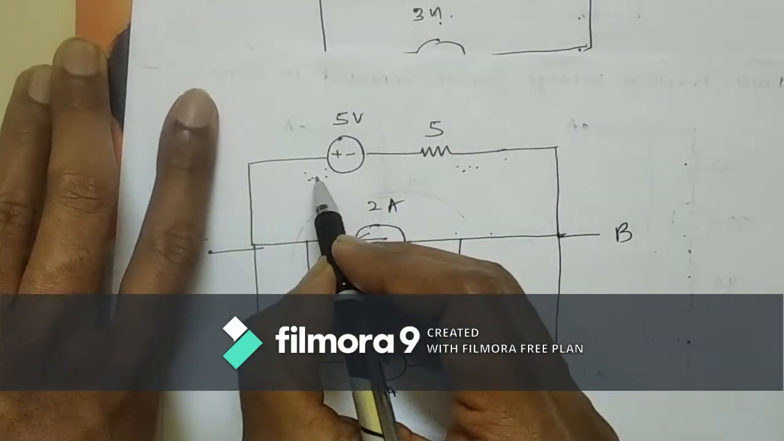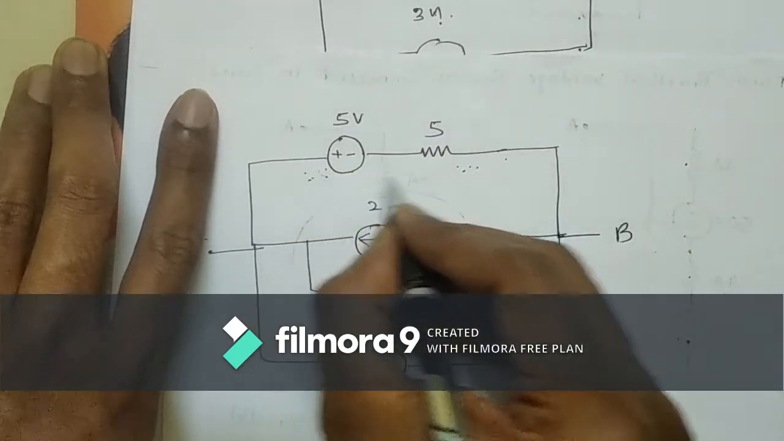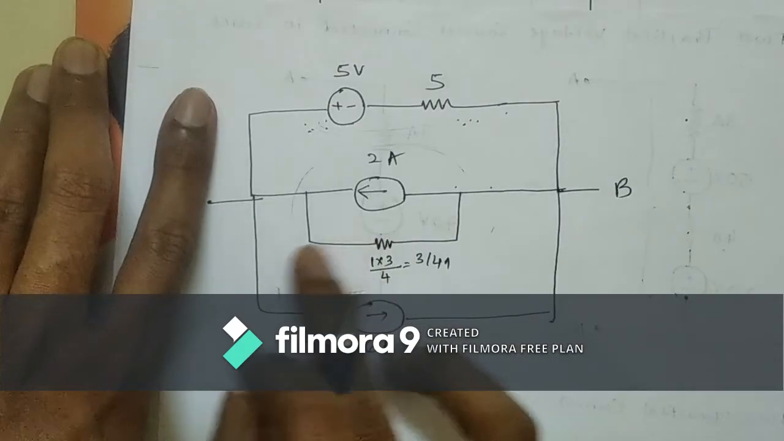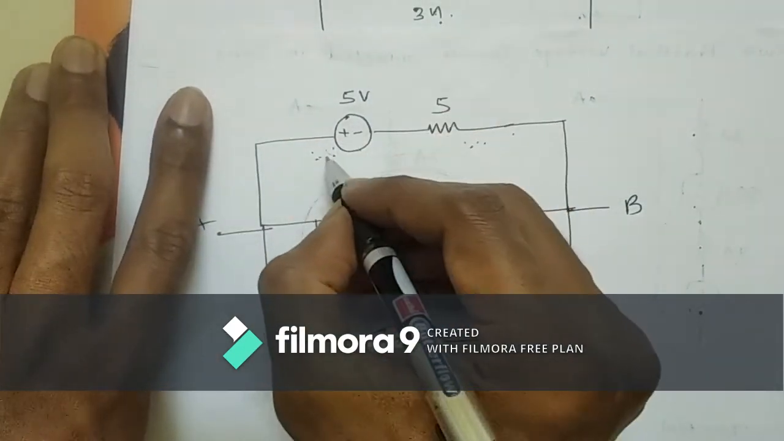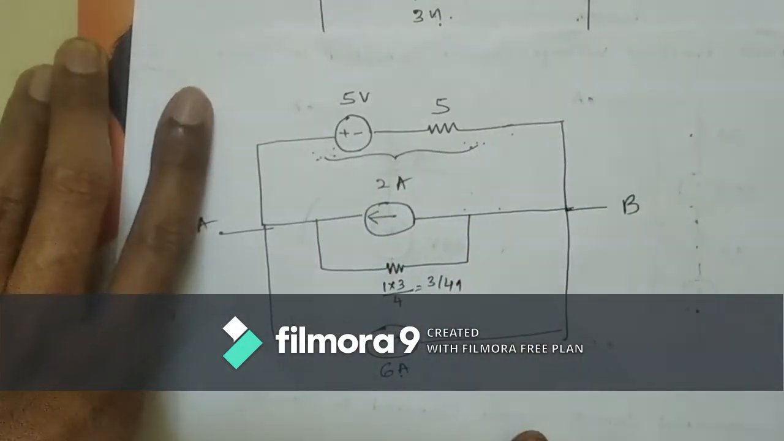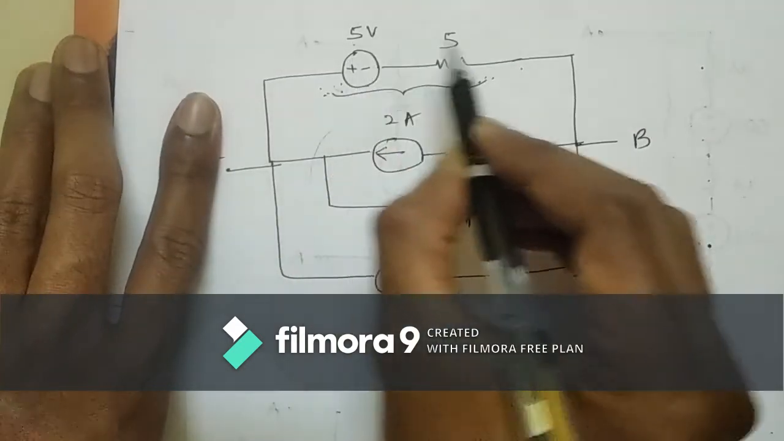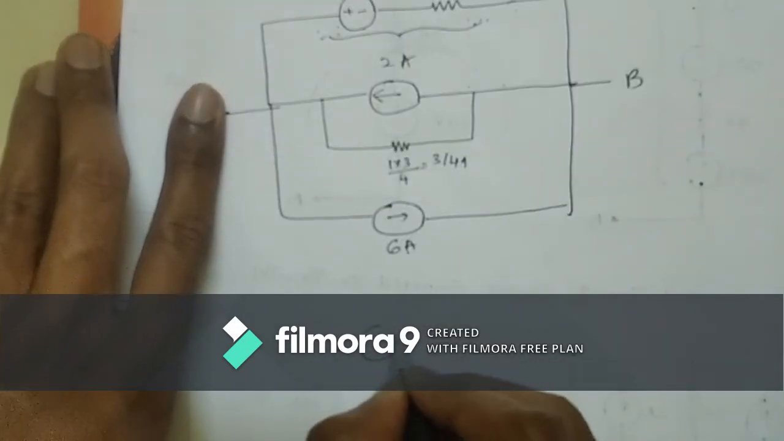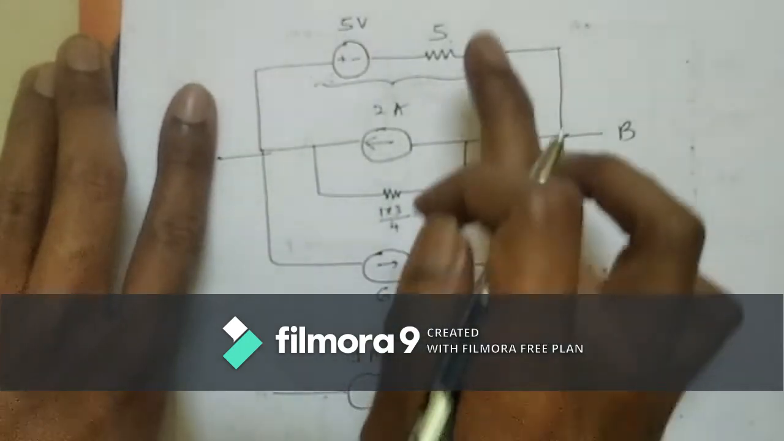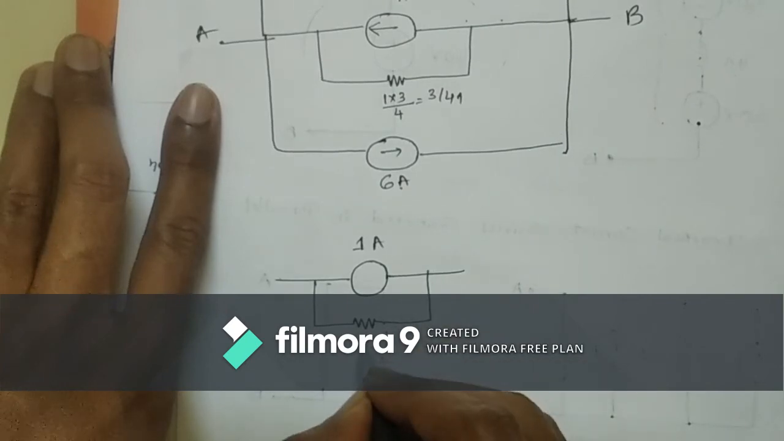So better you convert this practical voltage source into a practical current source, so that the resultant practical current source will be in parallel with this, so that you can reduce the network. So I will convert this practical voltage source into a practical current source. If I convert this, here voltage is 5, resistance is 5 ohm, so the current is 1 ampere, and connect this 5 ohm resistance in parallel with it.